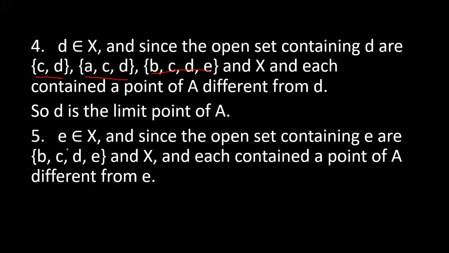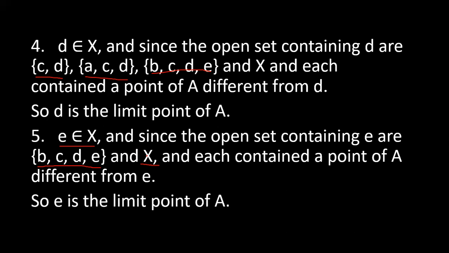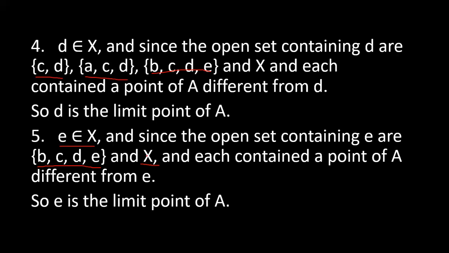Next, we will check whether e is an accumulation point of A or not. The open sets containing e are {b, c, d, e} and X, and each contains a point of A different from e. If we take the difference of this open set with e, we will get {b, c, d}, and if we take the intersection with A, we will get {b, c}, and similarly with X. So e is also a limit point of A. So that's all about an example of the accumulation point.